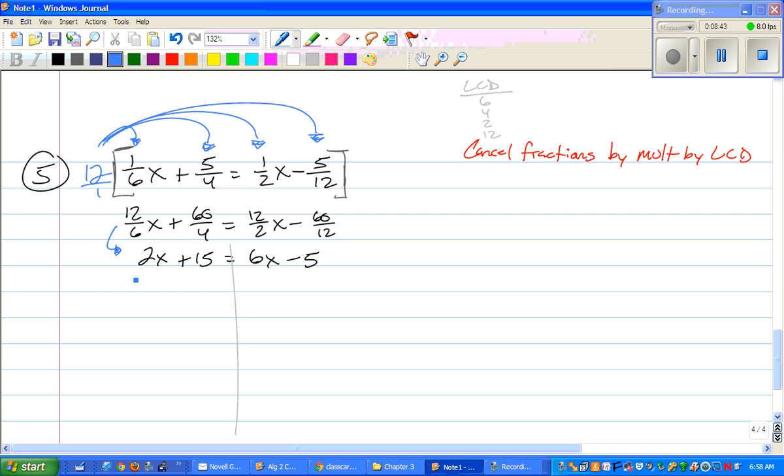All right, and now it's the same steps. We're going to get our variable to one side. Let me tell you, without these fractions, it makes it a lot easier. Add 5 to both sides. We're doing SADMAP. You get 20 equals 4x. And the last step, divide by 4. And we get 5 equals x.